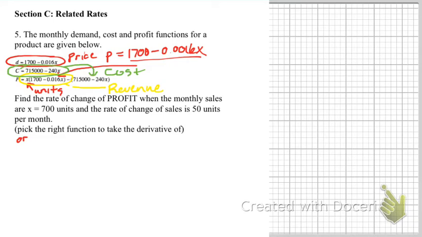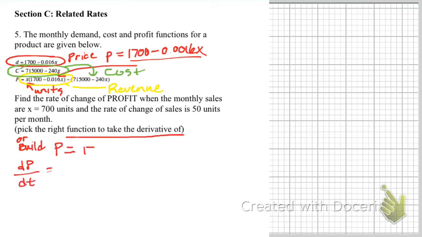So when I say find the rate of change of profit, that means you've got to find the profit function to take the derivative of, and then plug in the given rates, and the given units offered in the problem. They have to be there, and then when you're done substituting, one of the rates that we're going to solve for will be a variable by itself, and we can solve for it. So that's what happens here.